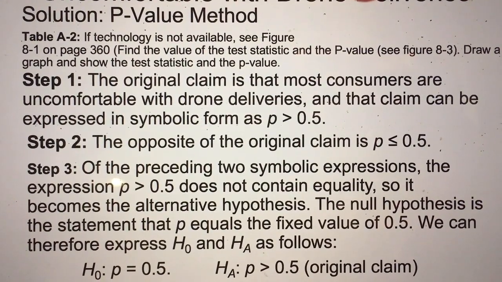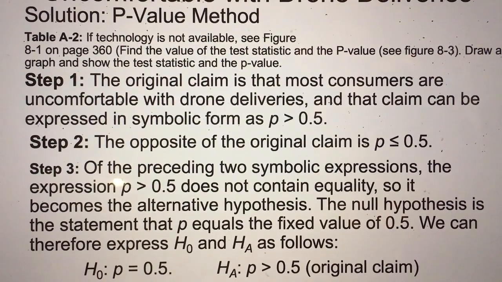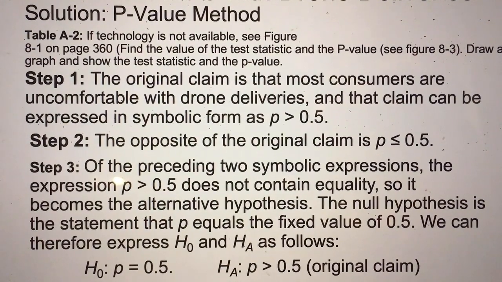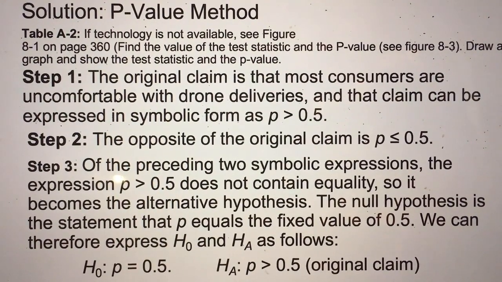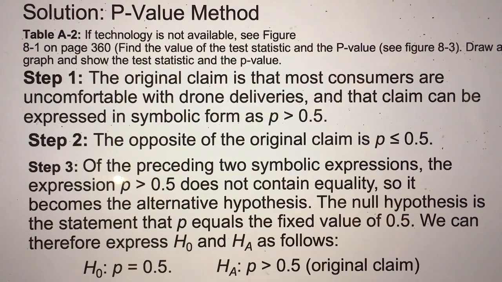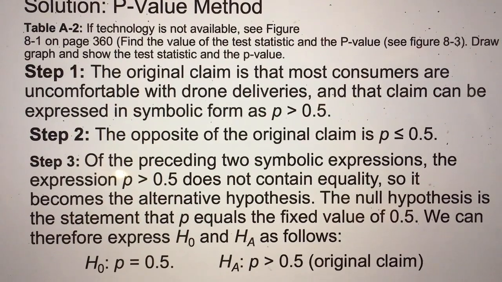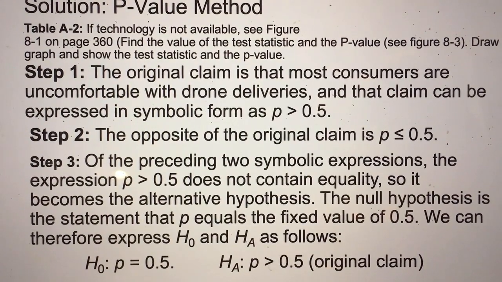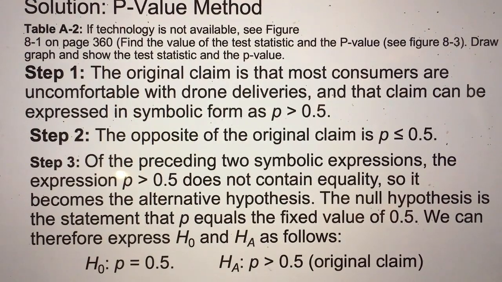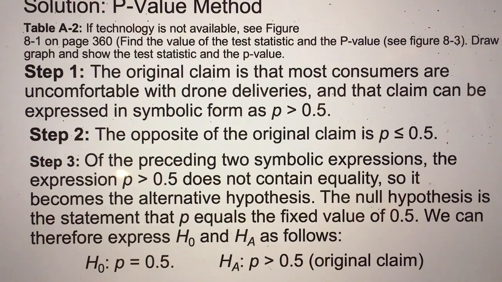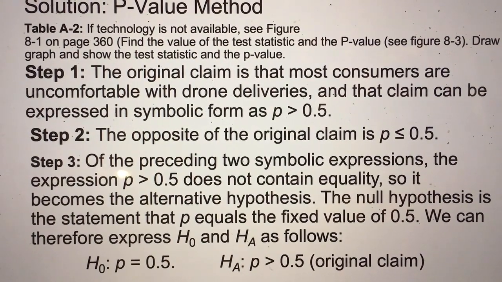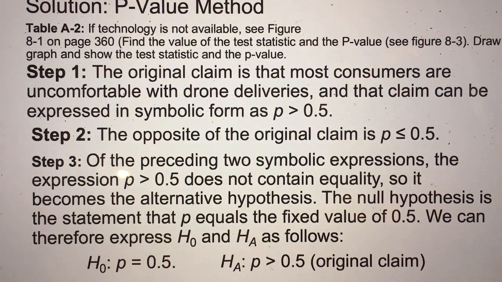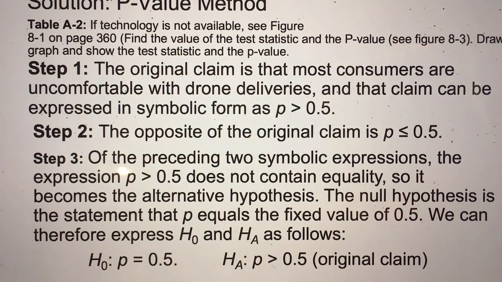Of the preceding two symbolic expressions, the expression P is greater than 0.5 does not contain the equality, so it becomes the alternative hypothesis. The null hypothesis is the statement that P equals the fixed value 0.5. We can therefore express H sub 0 or H sub naught and H sub A as follows.